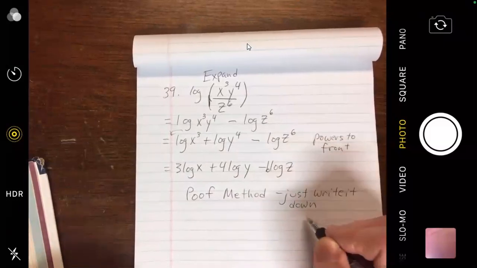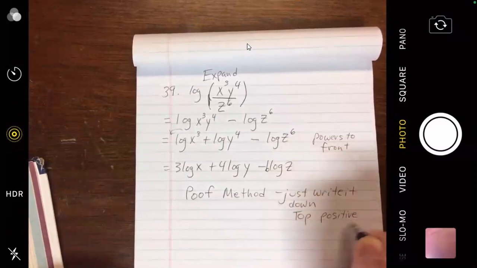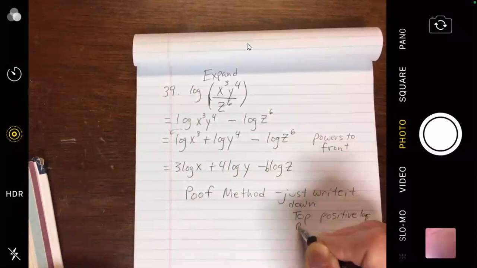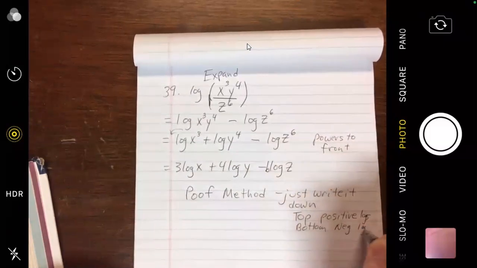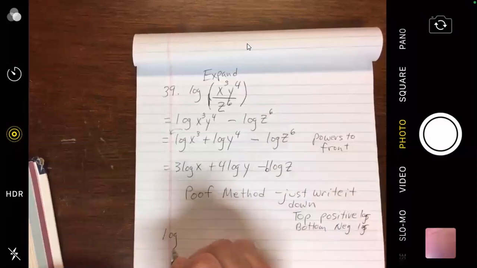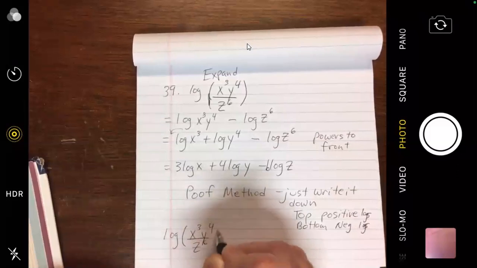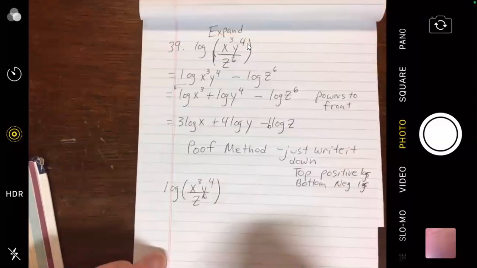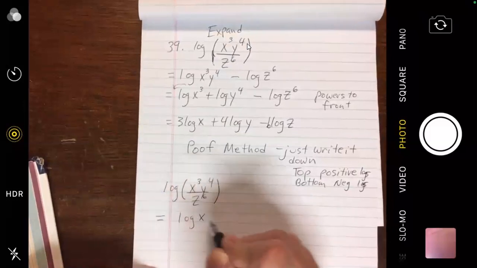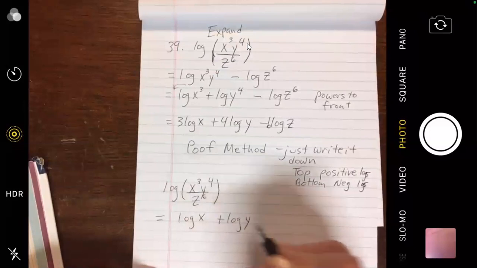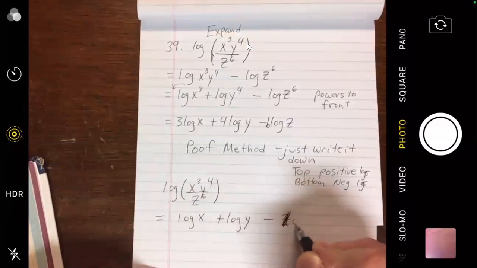Just remember, top positive logs, bottom negative logs. So if you have log of x cubed y to the 4th over z to the 6th, all right, well, the top pieces are positive, and the bottom piece is a negative log of z.